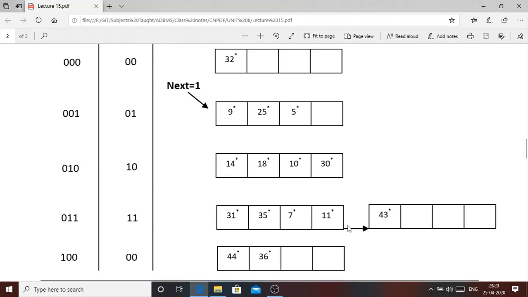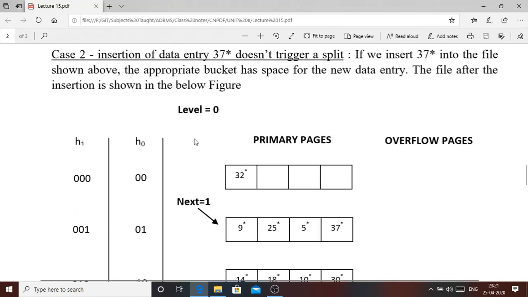These are the initial values which are stored in the second bucket. Okay, now if we want to insert 37, the last two binary bits of 37 are 0 1. So 37 will be basically inserted to the second bucket, second page. So there is no splitting because there was an empty space here. So 37 easily got accommodated there.